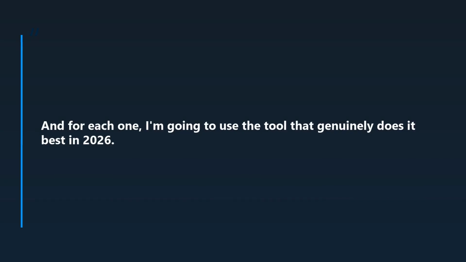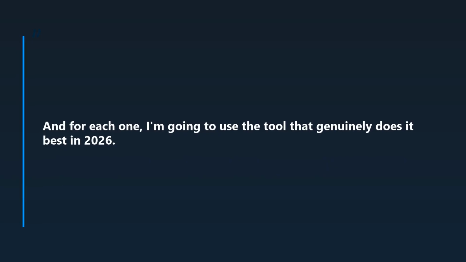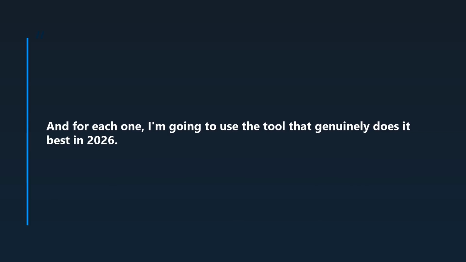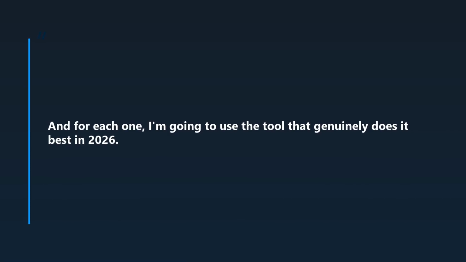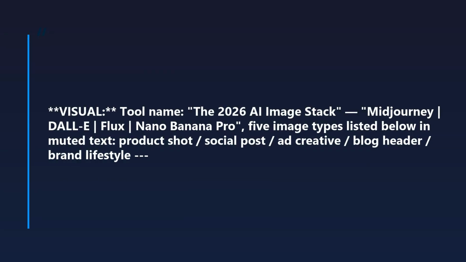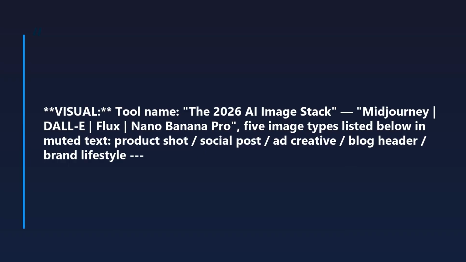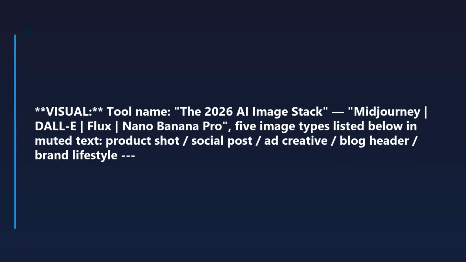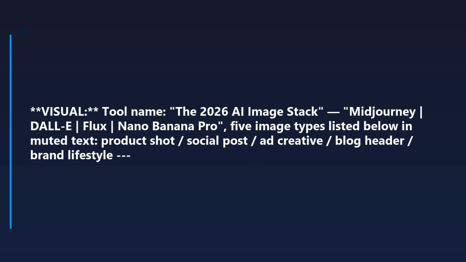We'll cover Midjourney, DALL-E, Flux, and one technique called Nano Banana Pro that I want to spend some real time on because it's the one that actually solves the hardest problem in AI image generation, which is brand consistency. By the end of this video, you're going to know exactly where to start, what to type, and what to expect for each use case.